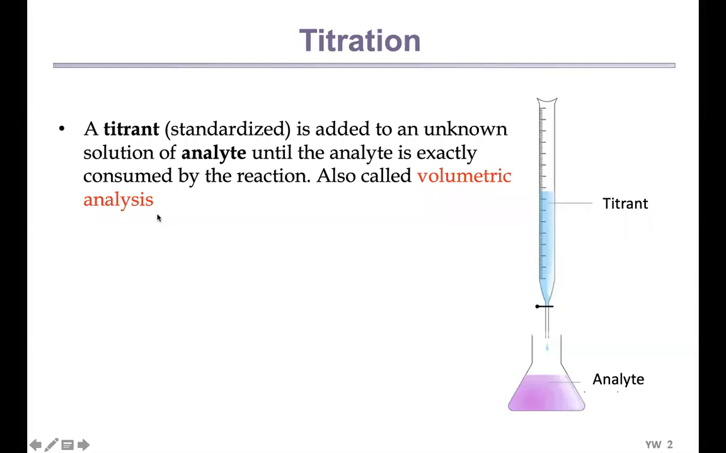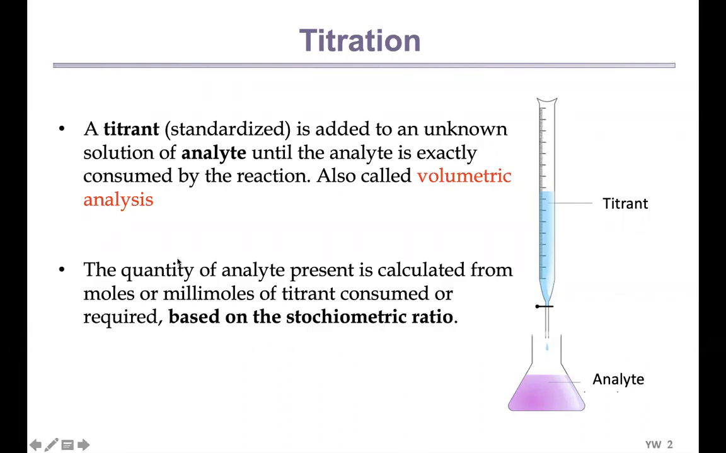So still remember last time we talked about gravimetric analysis. In gravimetric analysis, we use the mass of the product to determine the amount of analyte in the original compound or original sample, right? Versus in this case, the quantity of analyte present is calculated from moles or millimoles of titrant consumed or required based on the stoichiometric ratio.